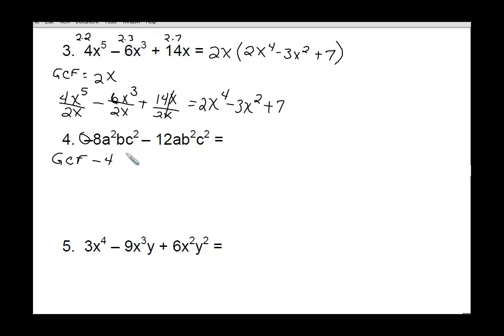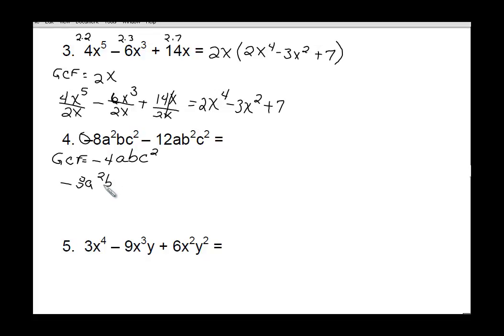There's 2 a's here and 1 here, so they have 1 in common. There's 1 b and 2 b's, so they have a b in common. Now both of them have a c squared. So the greatest common factor is negative 4abc squared.